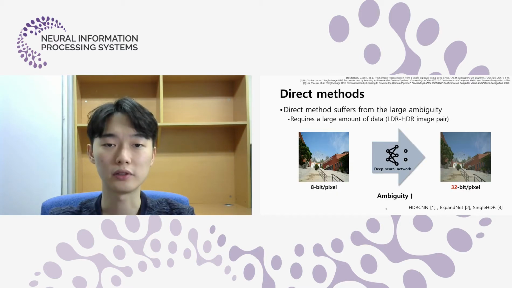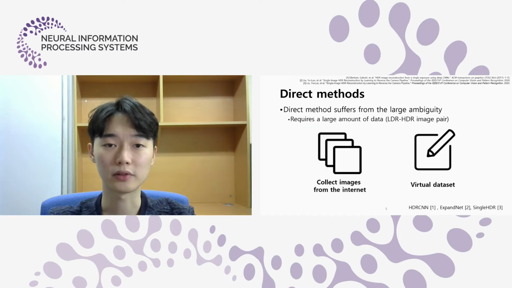Deep learning-based HDR reconstruction methods can be divided into two categories, which are direct methods and multi-exposure stack-based methods. Direct methods generate a high dynamic range image directly by feeding the LDR image to the network. As the LDR image has 8 bits per pixel and common HDR images have 32 bits per pixel, the ambiguity is large for the deep neural network to be trained ordinarily. Therefore, a large amount of LDR-HDR image pair data is required.